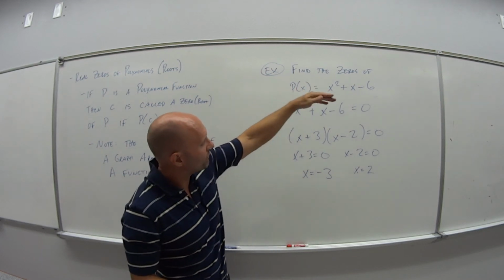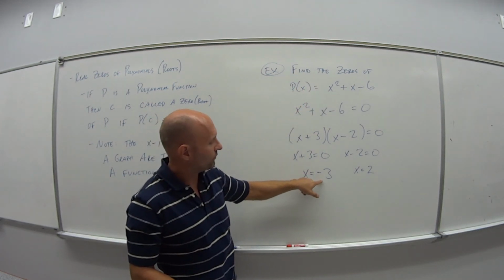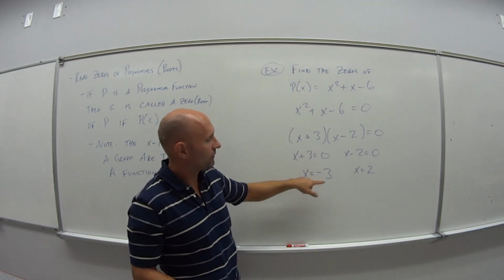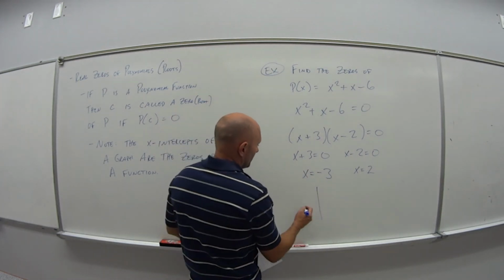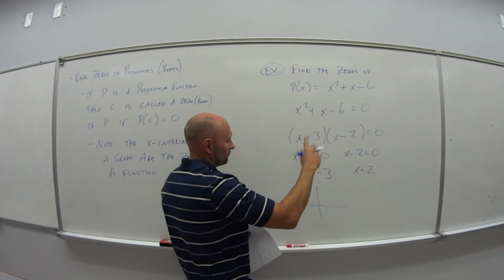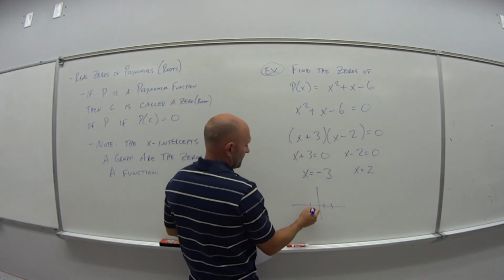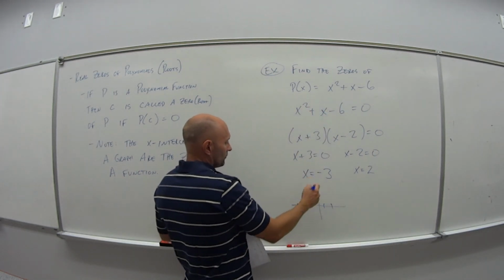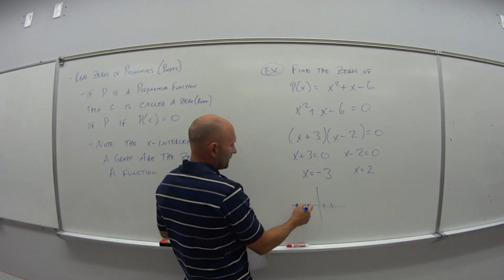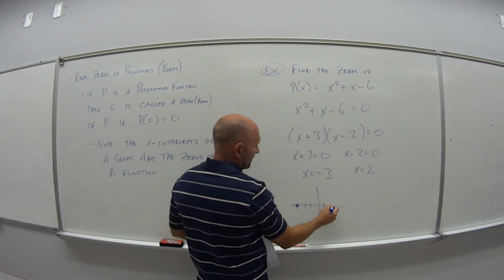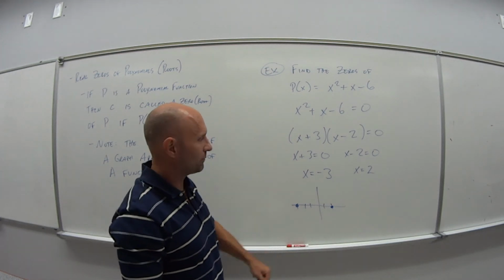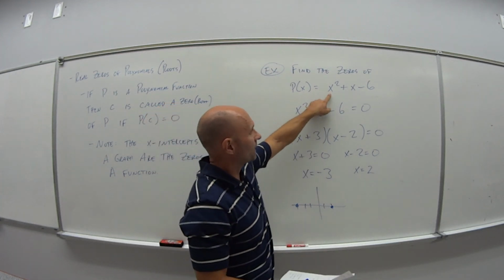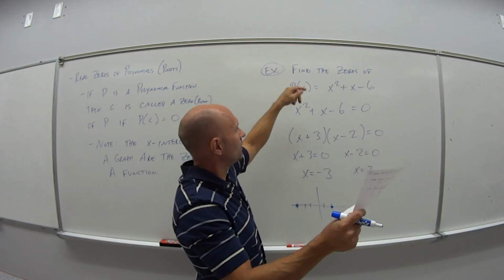So if you were to graph this, the graph is going to go through the x-axis at these points. Let's just draw a quick sketch. I know it's going through at negative 3. I know it's going through at positive 2. And what's the end behavior look like? Referencing back to the first video, well, it's x squared. That's like a parabola.